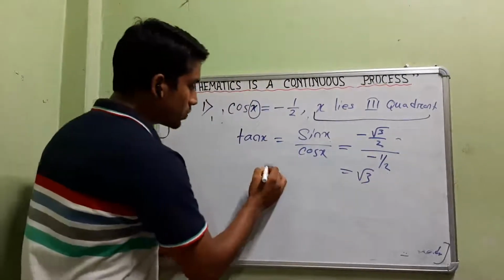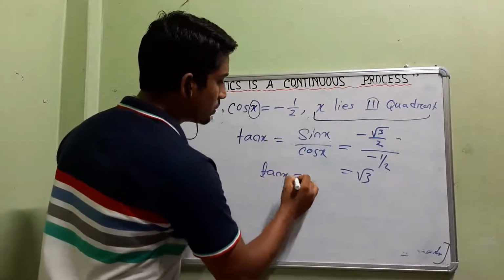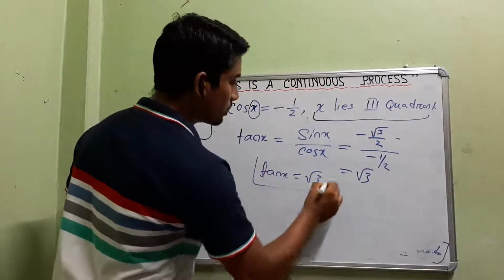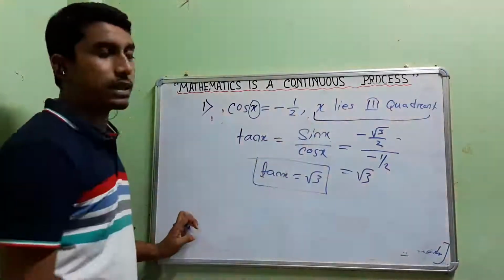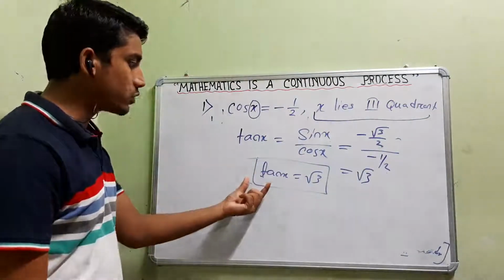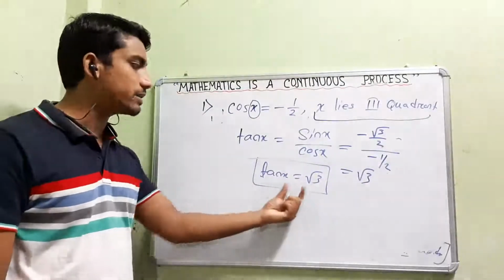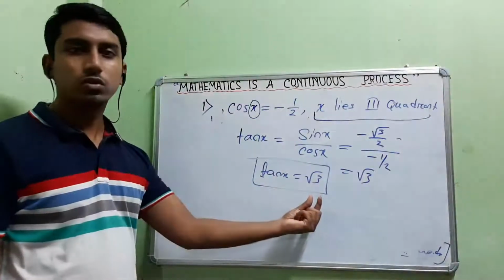So tan x equal to what we got? We got tan x equal to root 3. You see, we are getting only one positive value, because they have told x lies in the third quadrant. Third quadrant is the house of tan and cot, so tan x is coming positive. So tan x equal to root 3 we have calculated.